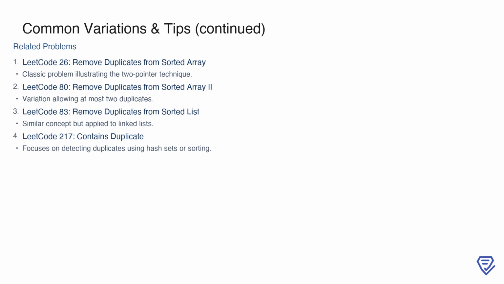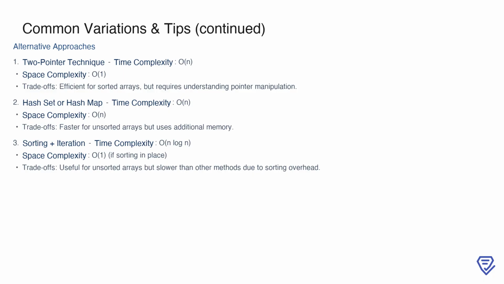There are multiple approaches to removing duplicates, each with its own trade-offs. The two-pointer technique is a highly efficient method for sorted arrays. It operates in O(n) time and uses O(1) space, making it both fast and space-efficient. However, it requires careful handling of pointer manipulation. If the array is unsorted, a hash set or hash map can be used, offering O(n) time complexity as well, but requiring additional memory, which results in O(n) space complexity.